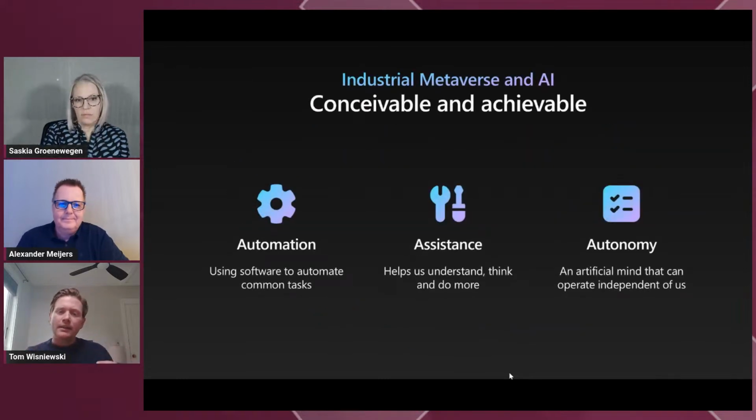And so really, when we talk about AI, that question was a good lead-in. It's about making AI achievable and conceivable, right? Within specific situations. It's automation for those purposes. It's assistance for those purposes.